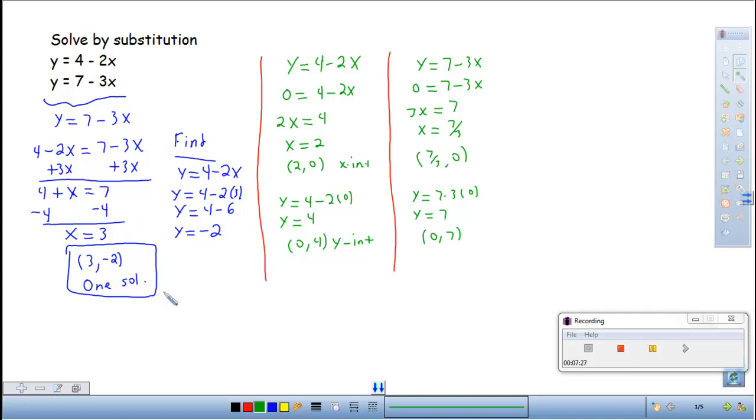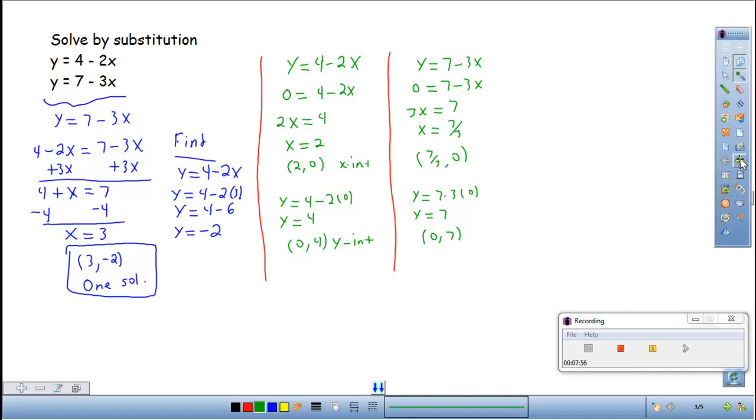So we use substitution to find out that the two lines cross or intersect at 3, -2, which is one solution because they intersect at one place. And we found our x and y intercepts. Now what you would do, you would take these two lines, plot them on the same coordinate plane. You might want to use two different colors to plot those lines, but you'll plot them on the same coordinate plane to see where they cross.